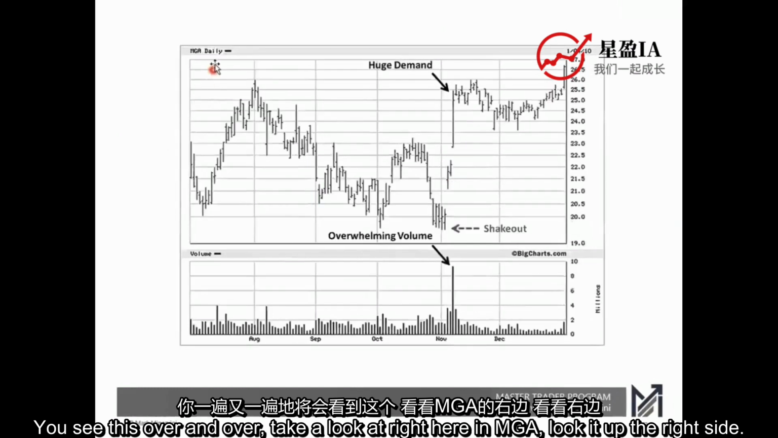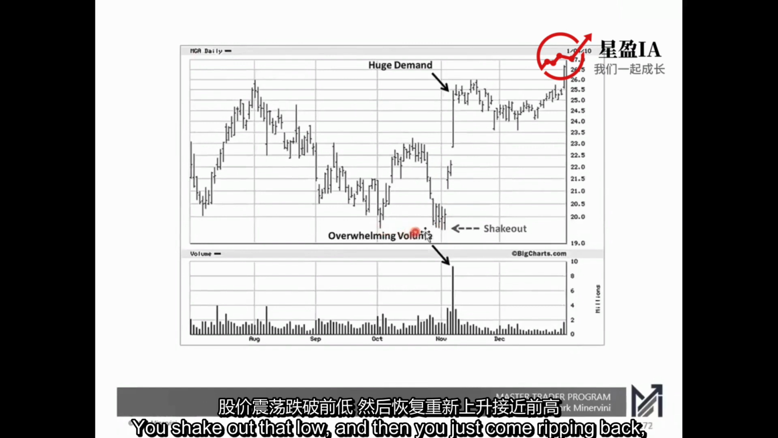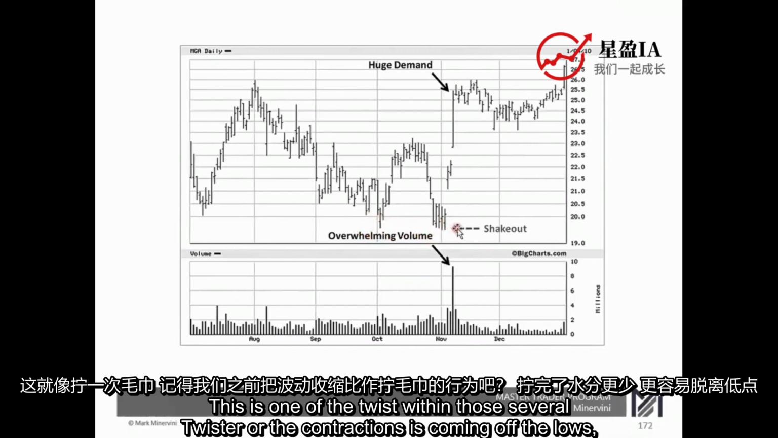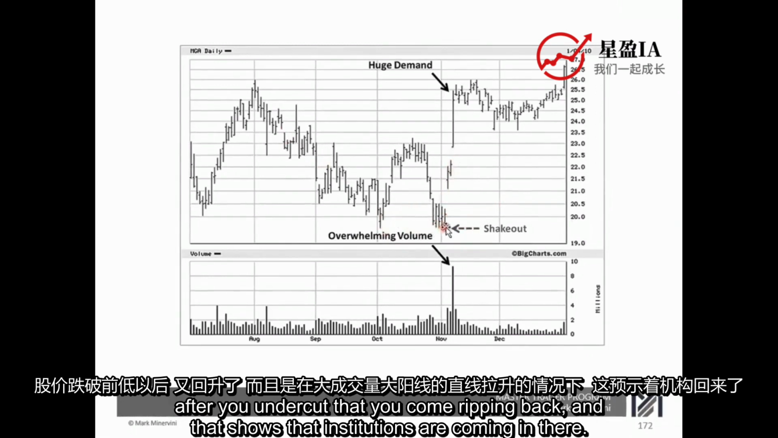Yeah, and you see this over and over. Take a look right here at MGA. Look at the right side. You shake out that low, and then you just come ripping back. One of the keys that you know it was a shakeout, and you've wrung out part of that towel, this is one of the twists within those several twists or contractions, is coming off the lows after you undercut, that you come ripping back, and that shows that institutions are coming in there.